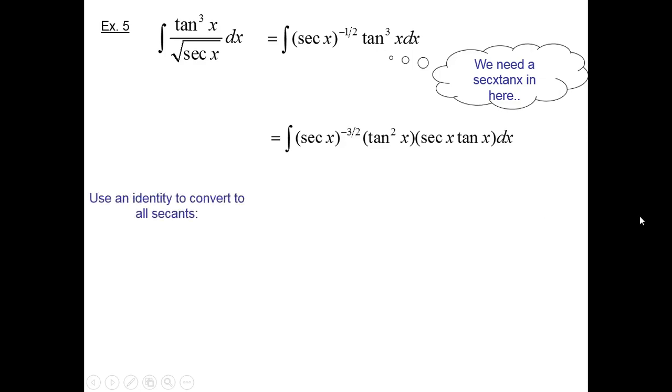I'm going to do a little algebra here to do this. Make sure you see what I'm doing with the exponents. I needed a secant x tan x here, so I pulled the tan x from the tan cubed. And to get the secant x, I wrote this term as secant x to the negative 3/2. Make sure you see that. Negative 3/2 plus 1 is equivalent to the negative 1/2 I started with using exponent properties. And then what can I replace tan squared with? Using the identity, tan squared x becomes secant squared x minus 1.